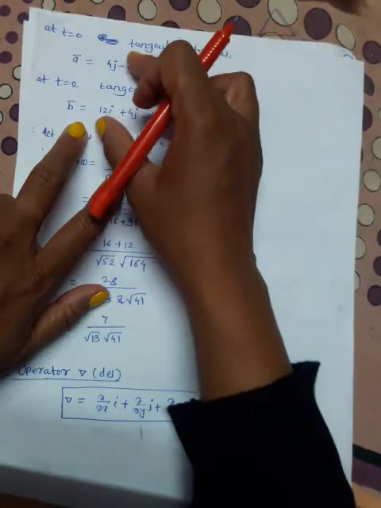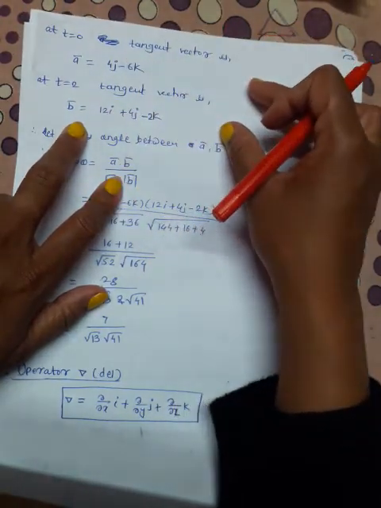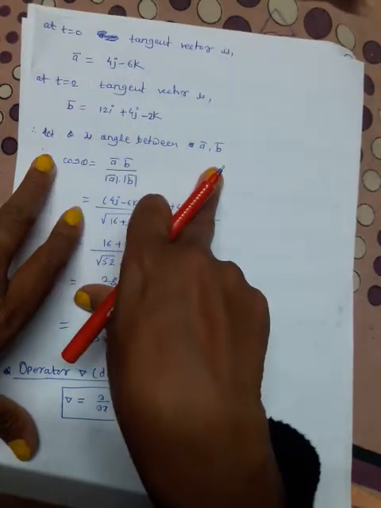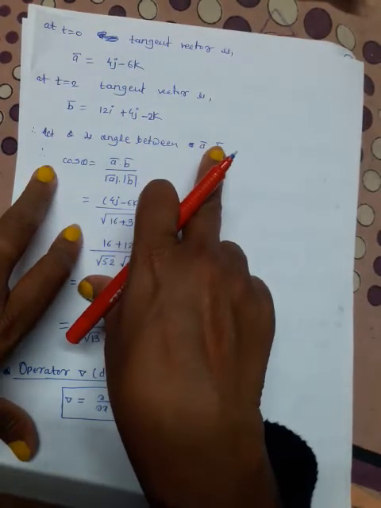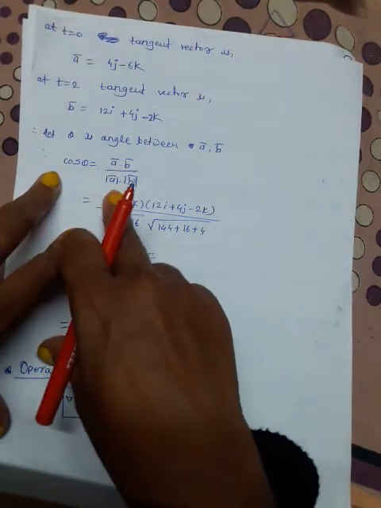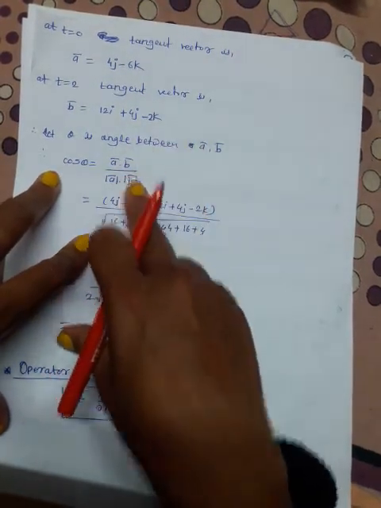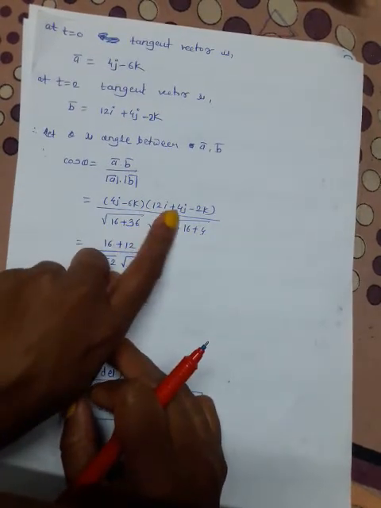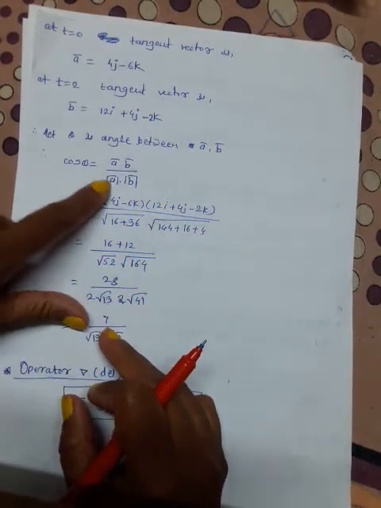Okay, now we have to find out the angle between these two tangents. Therefore let's define first that theta is the angle between this a bar and b bar. Now we have to write down the formula, that is cos theta is a bar dot b bar upon mod of a bar into mod of b bar. Now put the values as it is, a bar is this, b bar is this, the dot product divided by its magnitude.